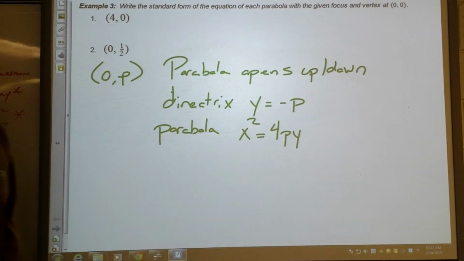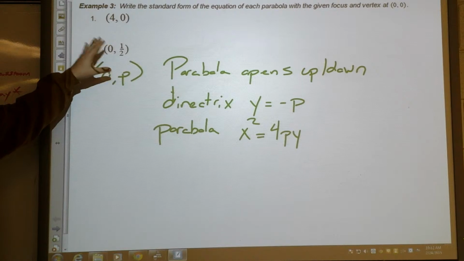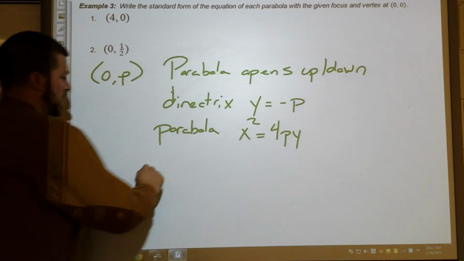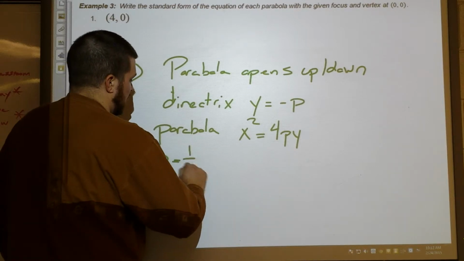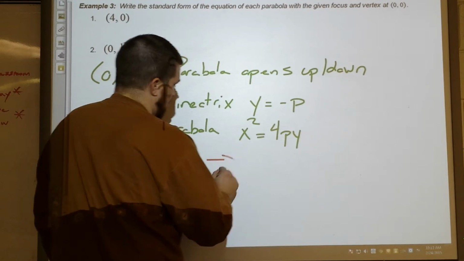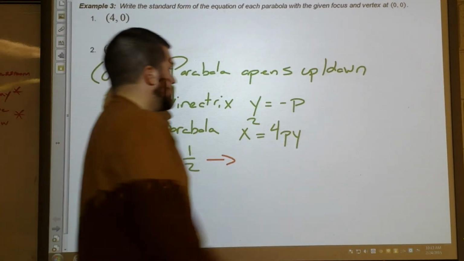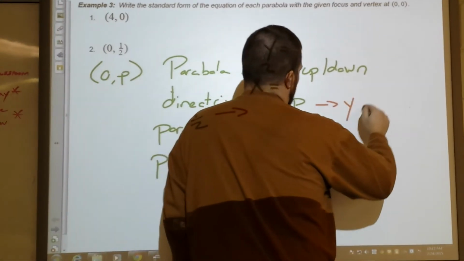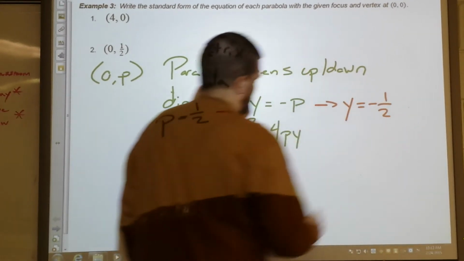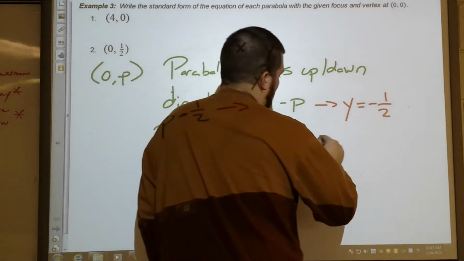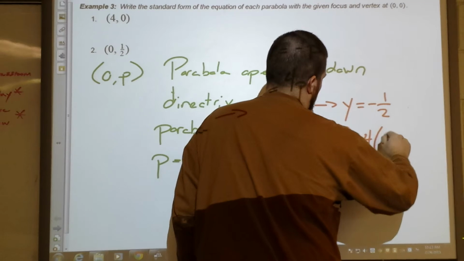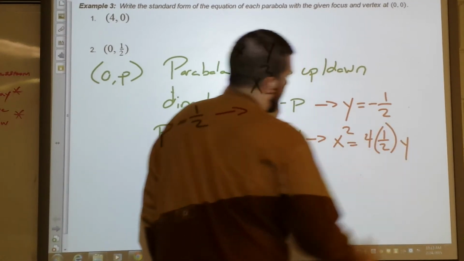What we need to do is figure out what p is. Well, based on this rule that we found in our notes, 0, p. So here, for this particular problem, p is equal to 1/2. Now, using that information, I'm going to plug in. So my directrix has the equation y equals negative 1/2, and my actual parabola has the equation x squared equals 4 times 1/2 y.